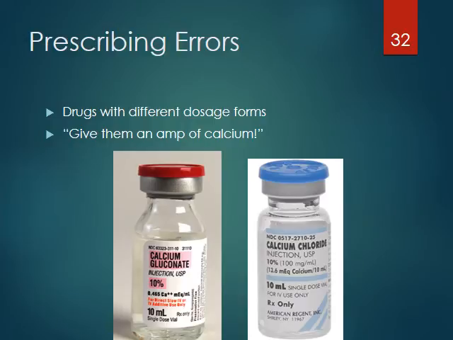So the problem here is the calcium content between these two is not the same. In fact, if I were to give 1 vial of calcium chloride, that would be about 3 times the elemental calcium in the calcium gluconate. So just saying calcium really isn't good enough. You need to say, okay, give them 1 vial, give them 10 mLs of calcium chloride or gluconate in order to be specific, and make sure the patient gets the right medication.